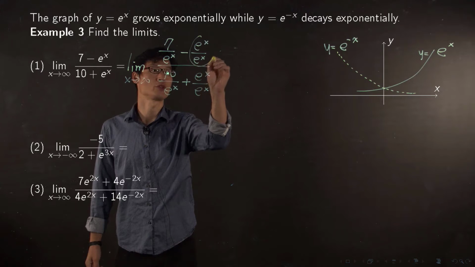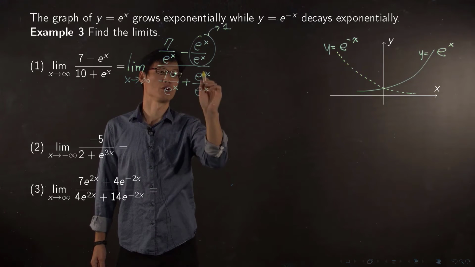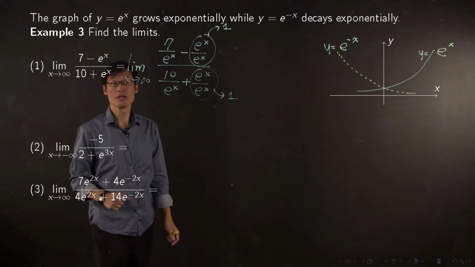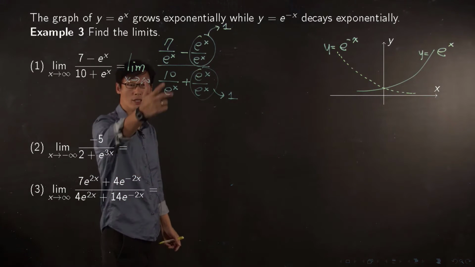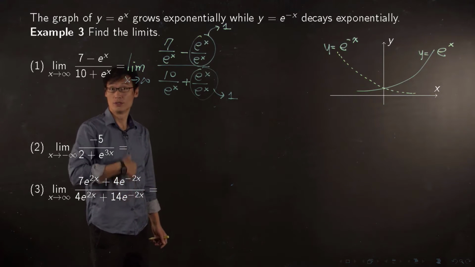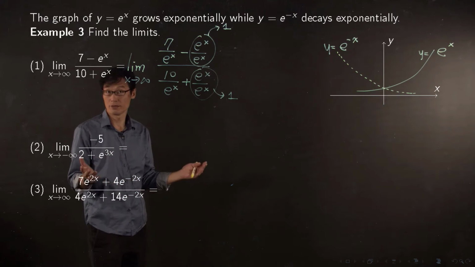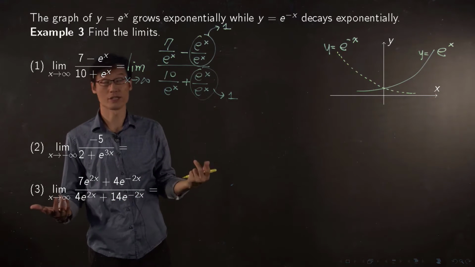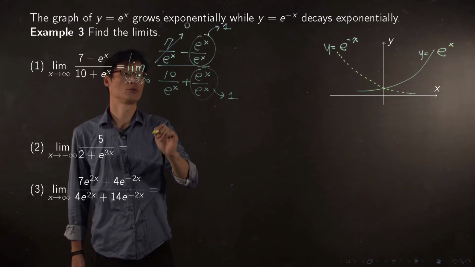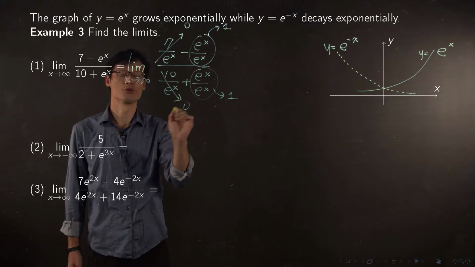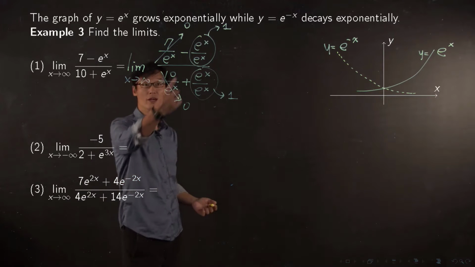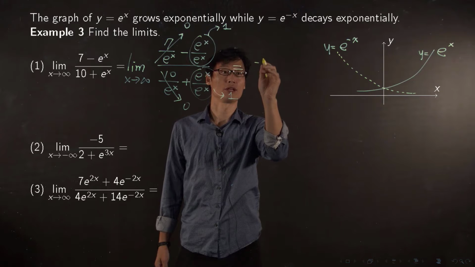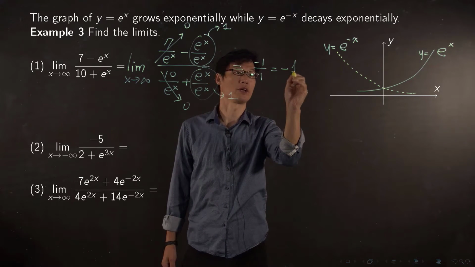Well, e to the x over e to the x is just 1, and we have another copy of 1. Look at this, 7 over e to the x. 7 is a fixed number, while e to the x will grow without any bound. So this is a huge number, while 7 is fixed. In that sense, this limit is 0, and this limit is also 0. So basically, we have negative 1 over positive 1, so the limit is negative 1 over 1, or negative 1.